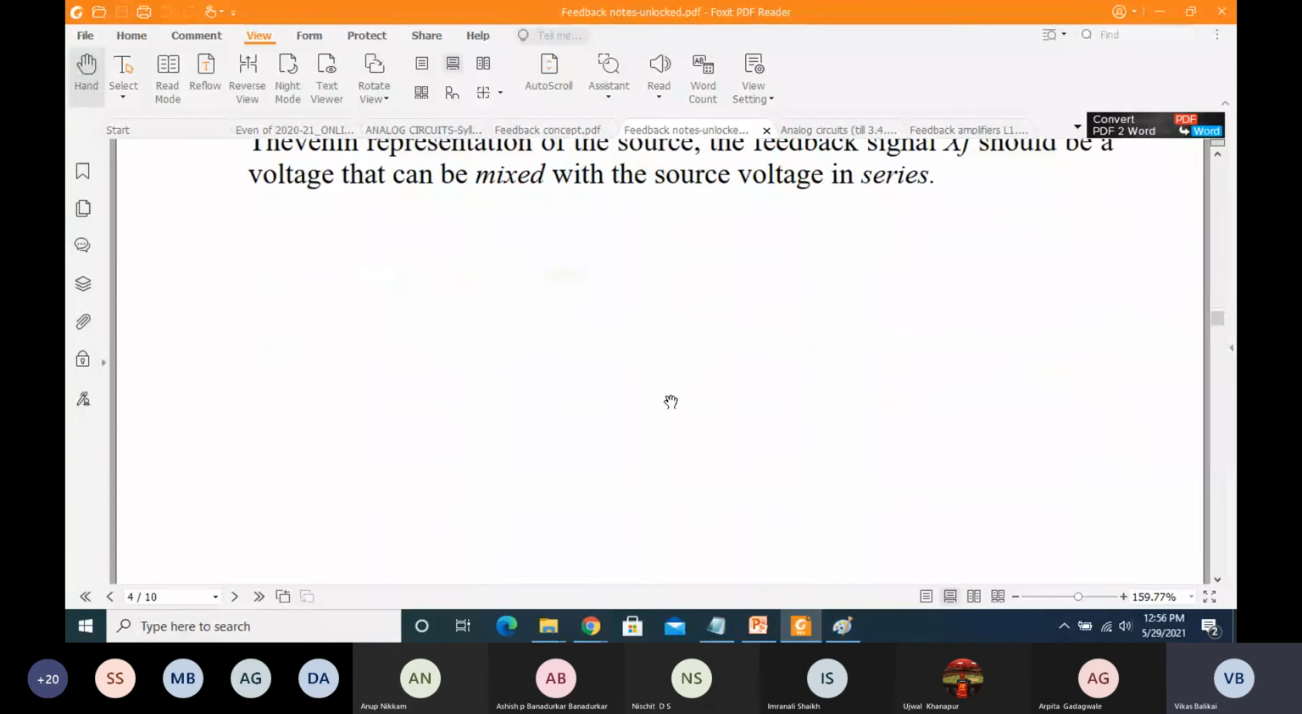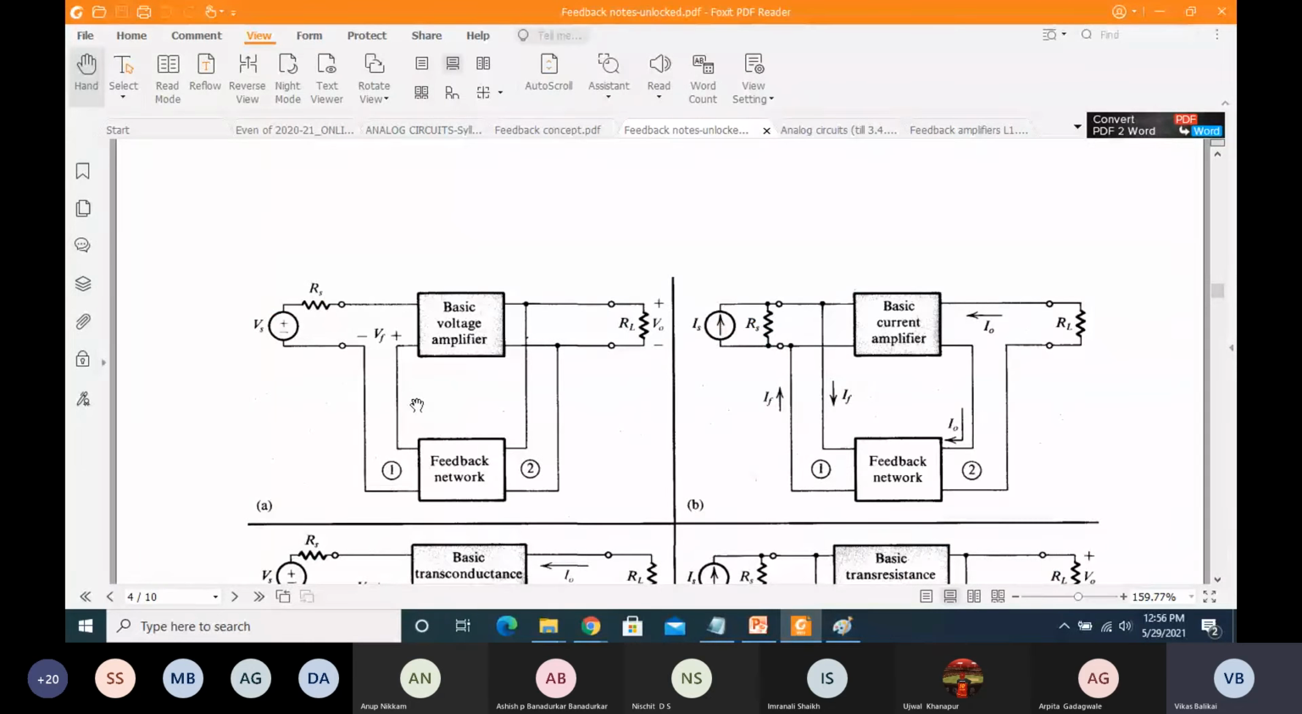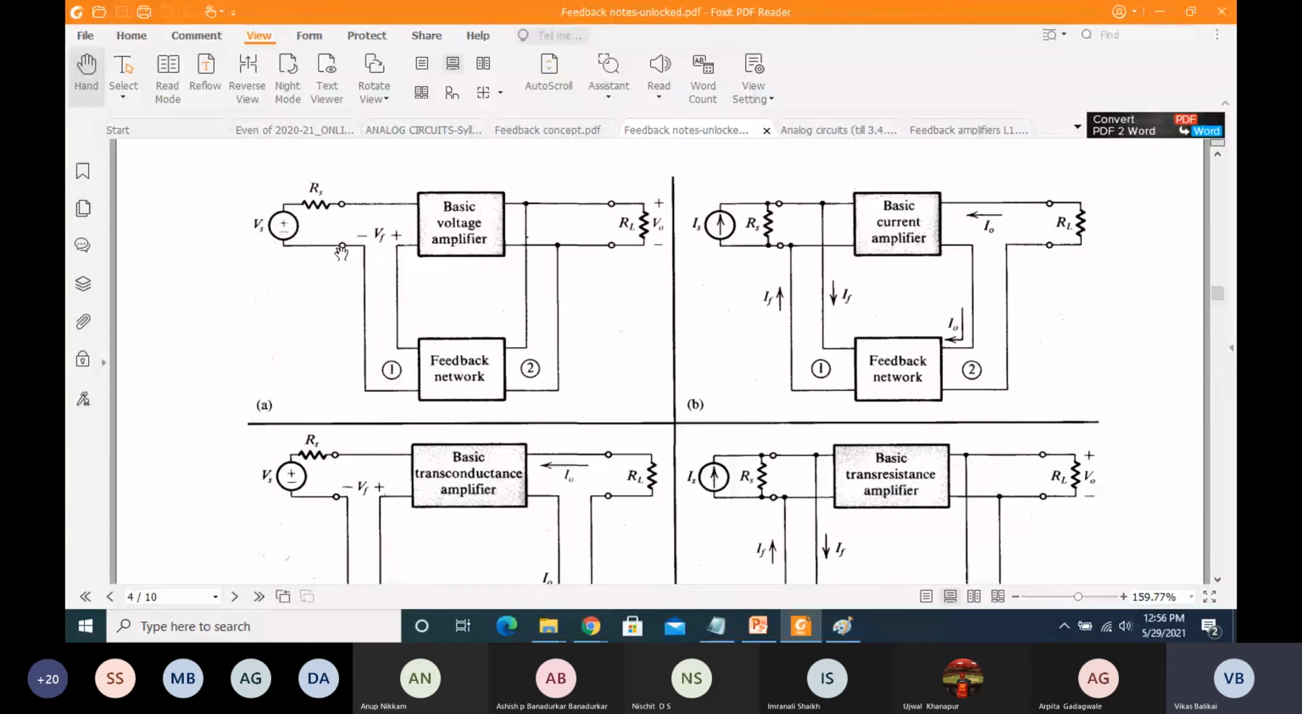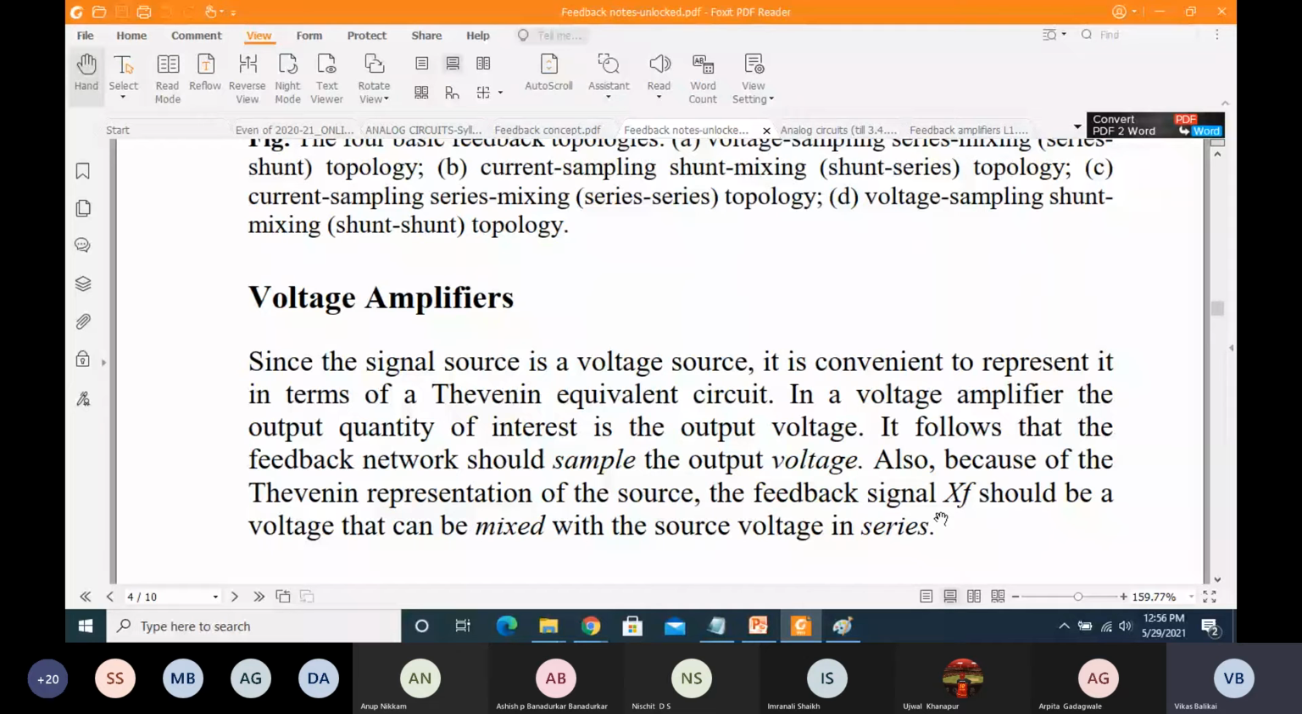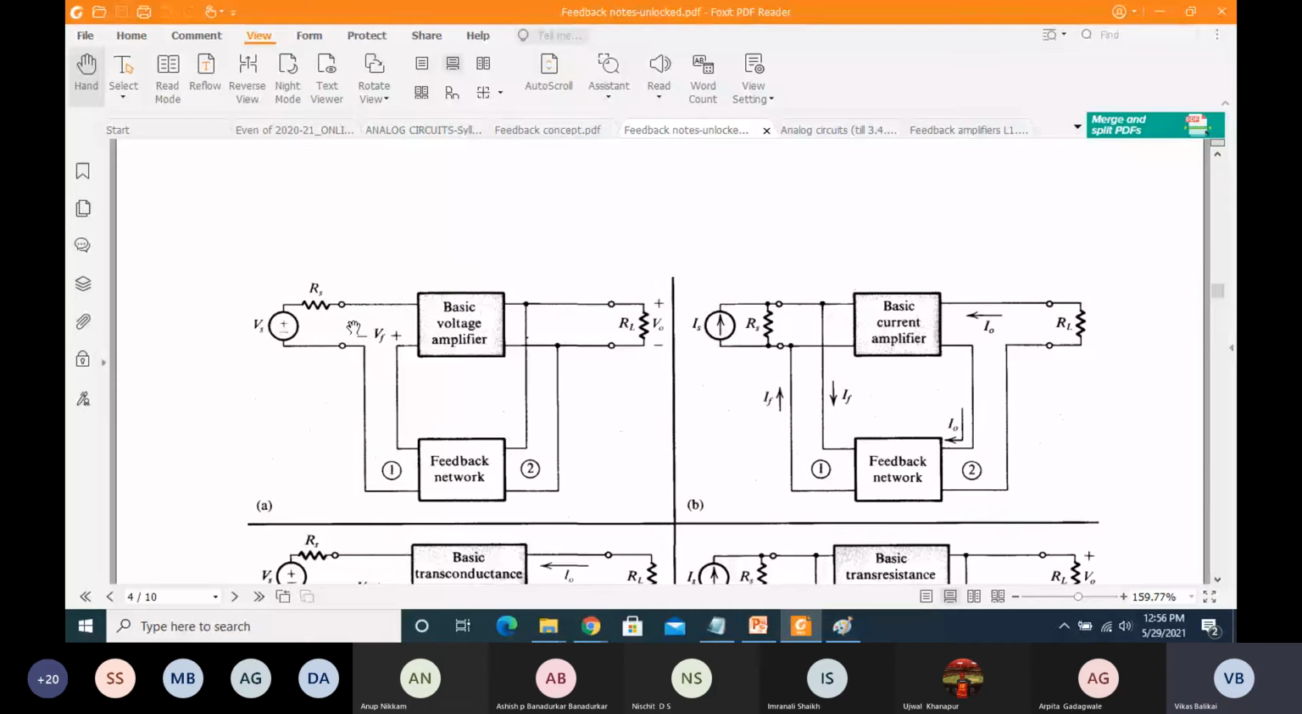So then one more thing I just want to talk about. Because I am using a voltage source over here as the input, when I talk about the basic voltage amplifier, I'll be connecting the signal resistance or the source resistance of this voltage source in series with the voltage. That's the reason over here, and that's what he talks about over here. So in a voltage amplifier, the output quantity of interest is the output voltage. It follows that the feedback network should sample the output voltage. Also, because of the Thevenin representation of the source, the feedback signal should be a voltage that can be mixed with the source voltage in series. See, why are we calling it a series?